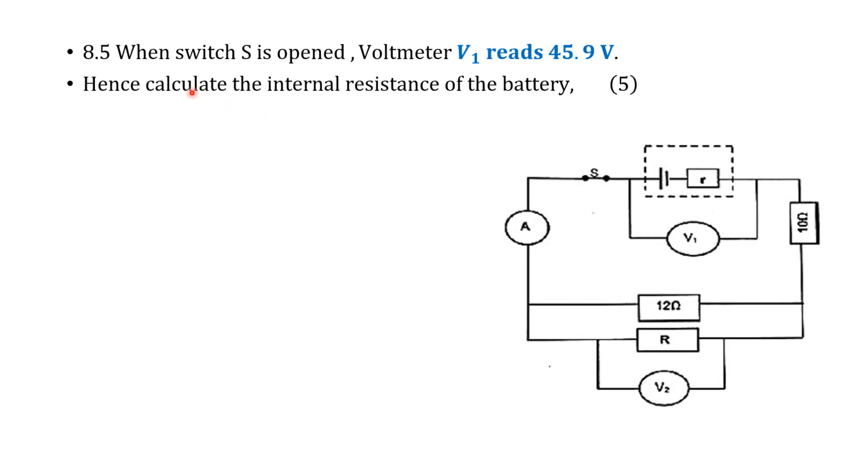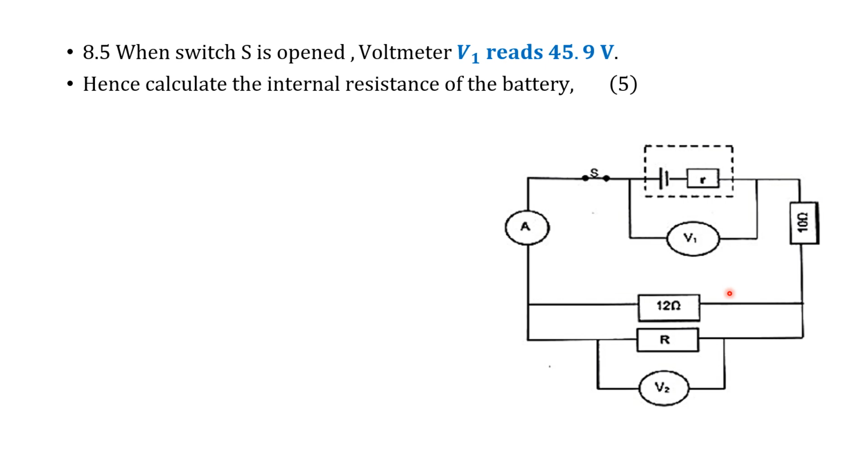Right. Now, 8.5, when switch S is open, V1 reads 45.9. So as I said, if I open that switch, nothing in the circuit is using the voltage. Therefore, that is my EMF. So EMF equal 45.9 volts. Hence, calculate internal resistance of the battery. So we want small r. So first I need to know what is my external resistance. Plus the small r, I have I, and therefore I can get then what the EMF, I can then get the value of a small r.